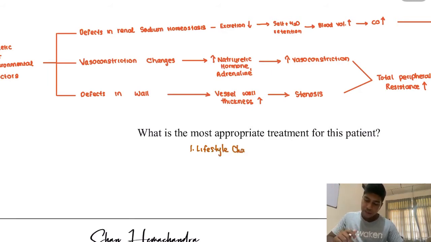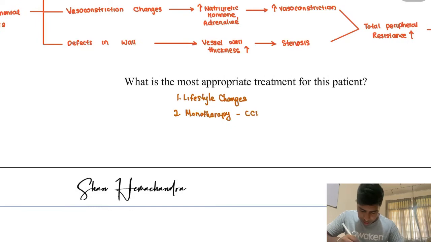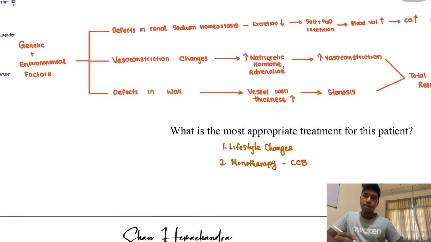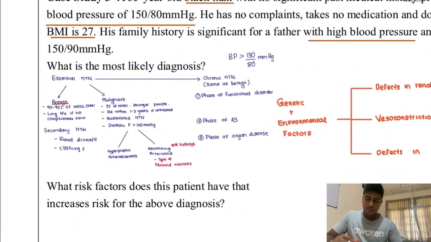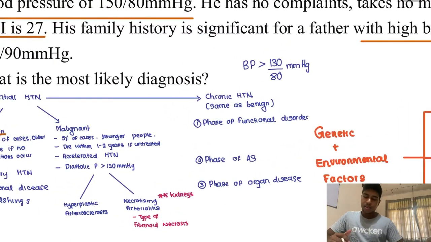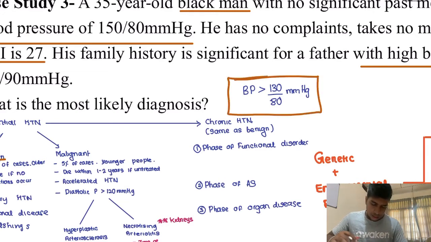Most appropriate treatment for this patient: 1, lifestyle changes plus a monotherapy. For black people, the most commonly used monotherapy is a calcium channel blocker. It's just that's USMLE stuff. You won't get that for anything in NMU. So what is the most likely diagnosis?